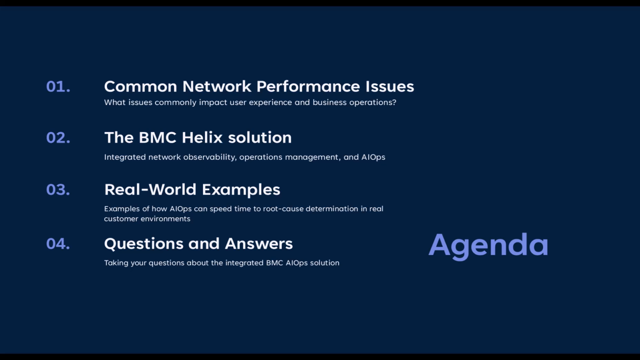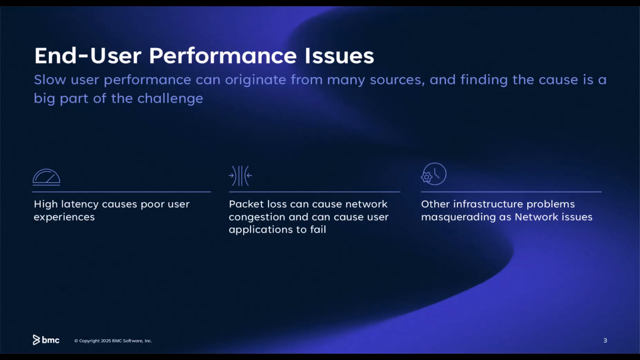One of the most common issues we see with end user performance is network-related performance problems. Some of the more common problems include latency, packet loss, jitter, and bandwidth congestion. High latency causes slow response times, obviously, but it can also affect the performance of real-time applications, things like video conferencing and databases, and it can really impact user productivity if they're waiting a long time for their applications to respond.